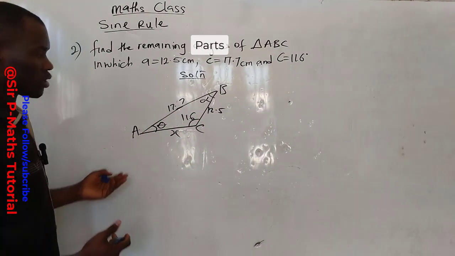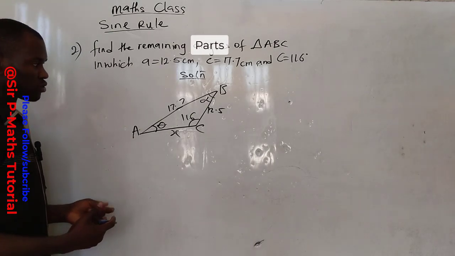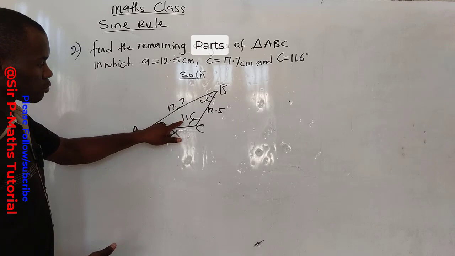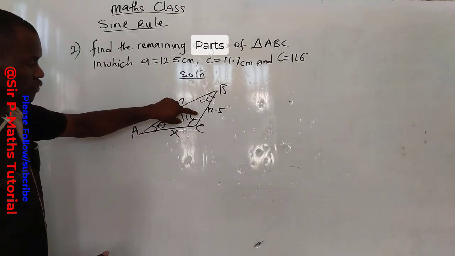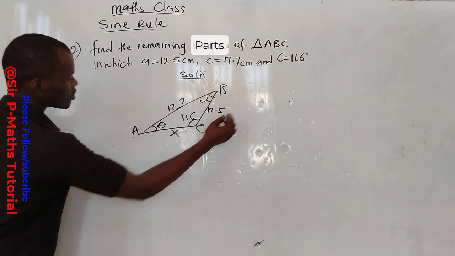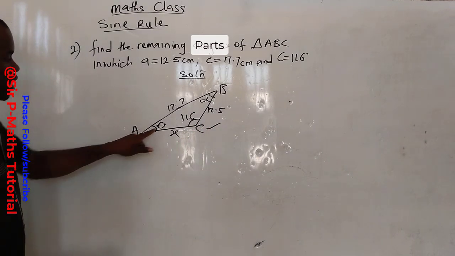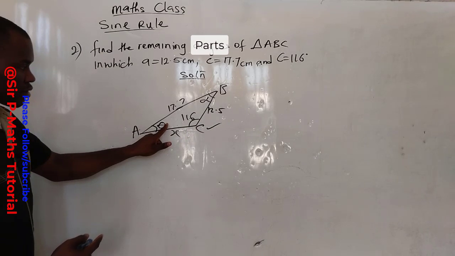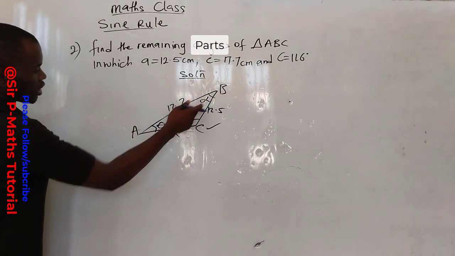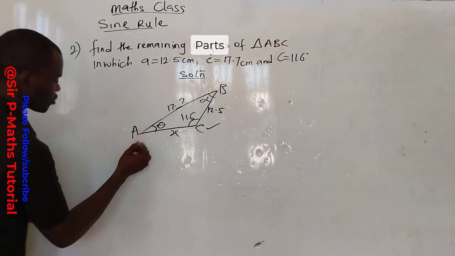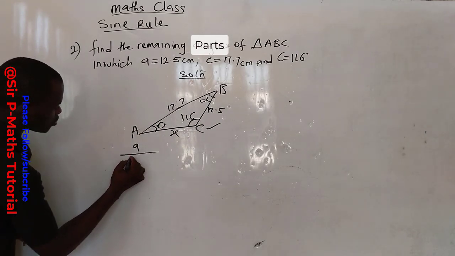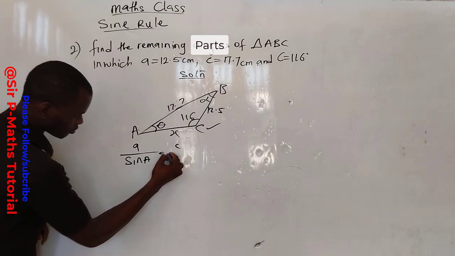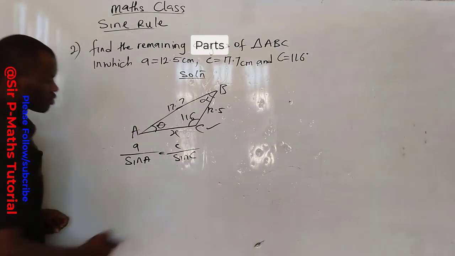Then let's look out for the first parameter we'll be able to discover. Here I have the angle present and the side facing the angle given, so obviously I'll be using C. And for A, I have the side facing the angle given. For this side, there is no information at all, so I'll be using A. So the relation I'll be using is a over sine A equal to c over sine C.